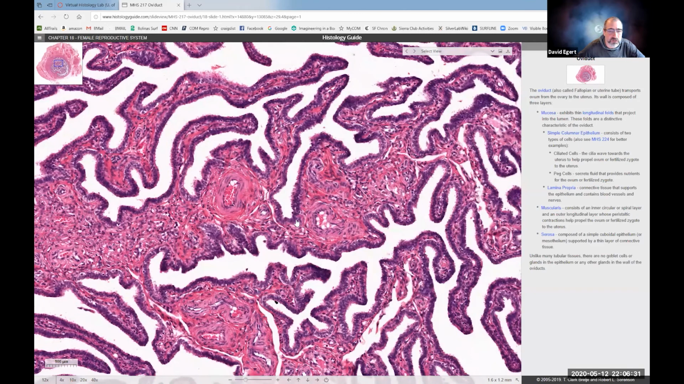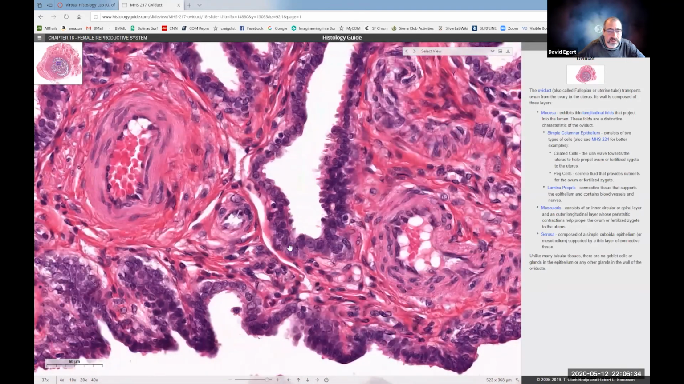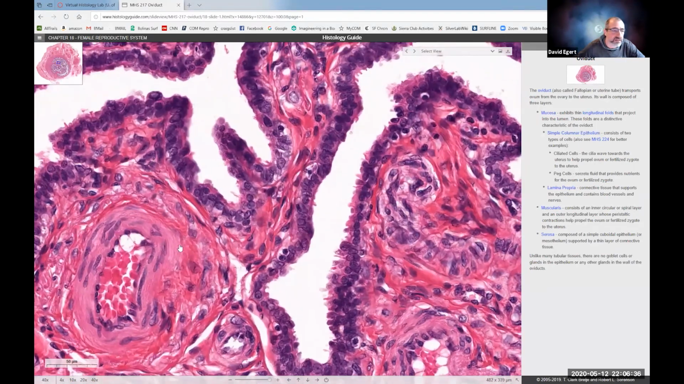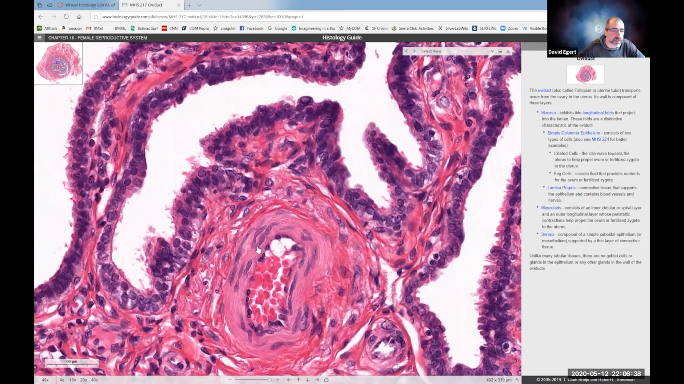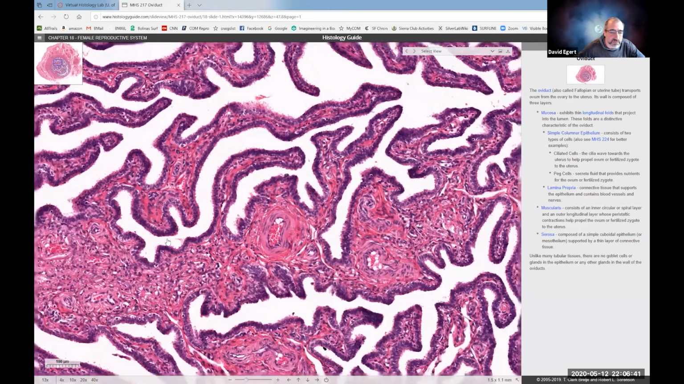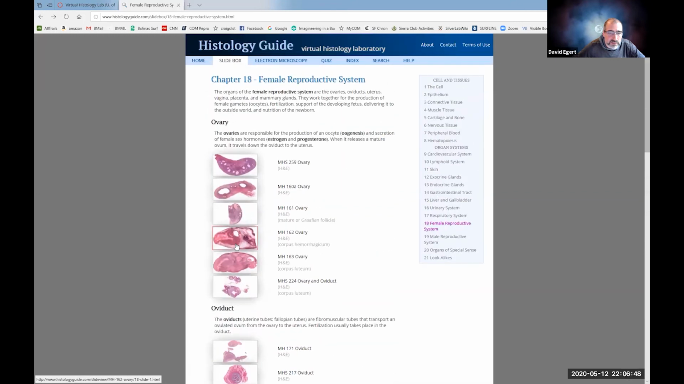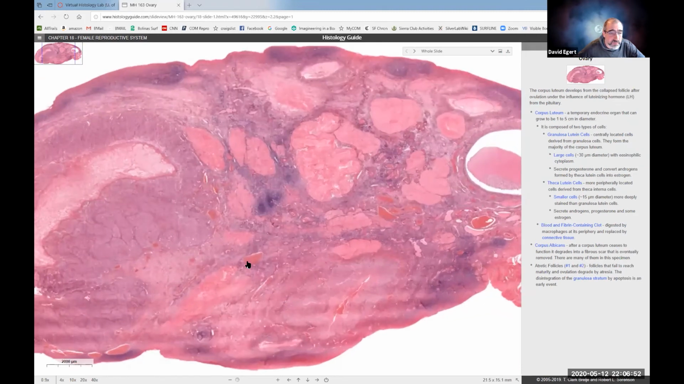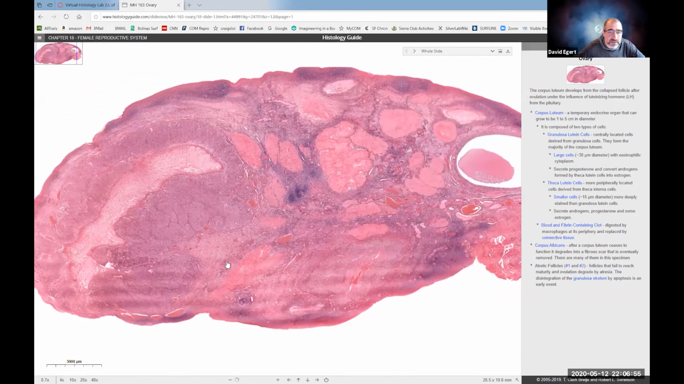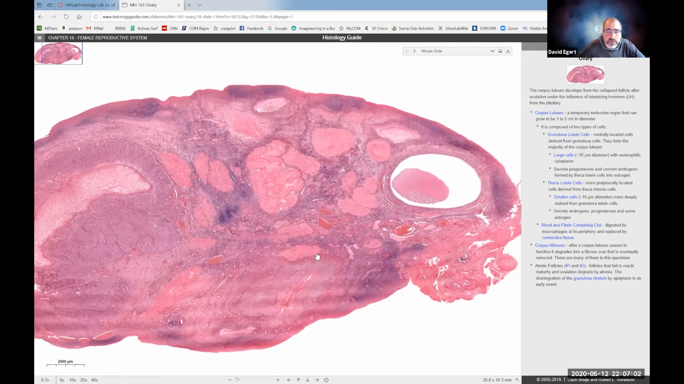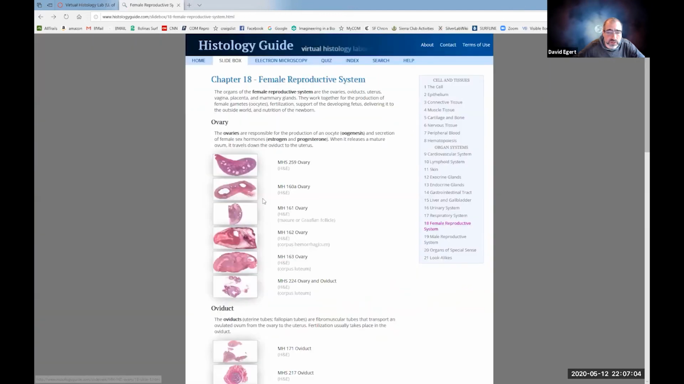But if we go in closer and closer and closer, you'll see little ciliated cells and stuff that sweep things along. Let's see. Oh, I can show you what a corpus luteum looks like. So this weird looking thing is the corpus luteum. You do not need to recognize a corpus luteum, so don't worry about it.